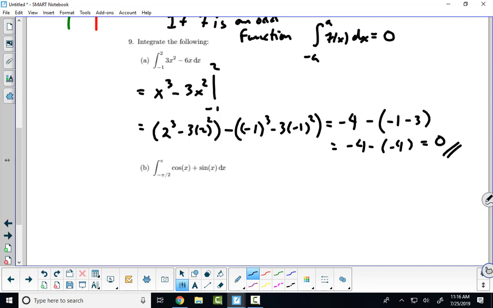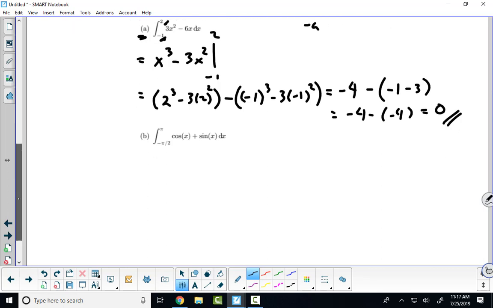Hey folks, let me ask you a quick question. For this first one, we got an answer of 0. Does that mean it was an even function or an odd function? Nothing like that. Notice that these limits of integration aren't the same, first of all. And second of all, there are ways you could have a non-even or non-odd function and still have them cancel each other out. Okay, go back to work.